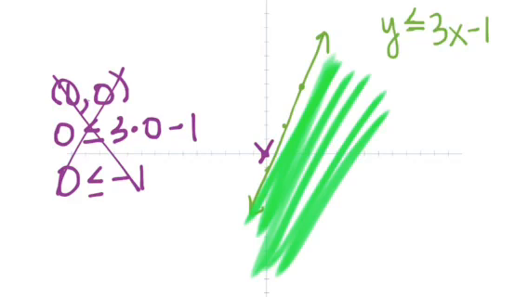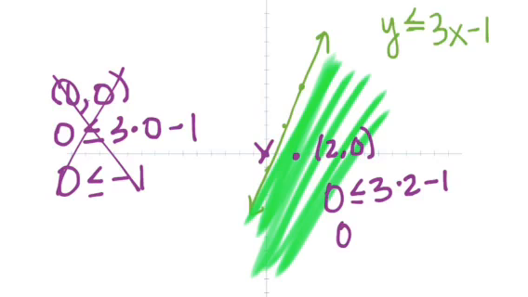You could always try a point over here, like the point (2, 0), which should work. So x is 2, so I have 3 times 2 minus 1. Y is 0. Is it true that 0 is less than or equal to 6 minus 1, which is 5? It is true. So this inequality is shaded in the proper area.